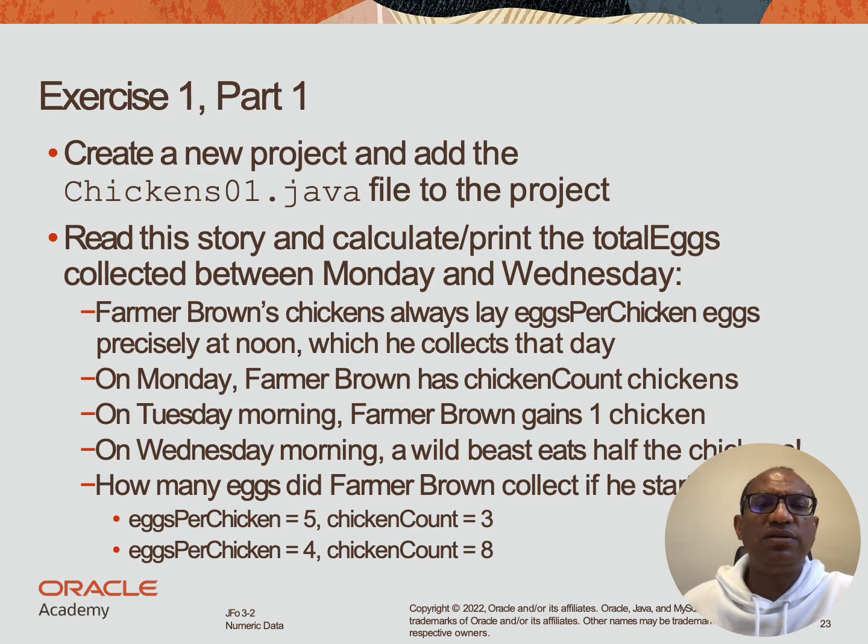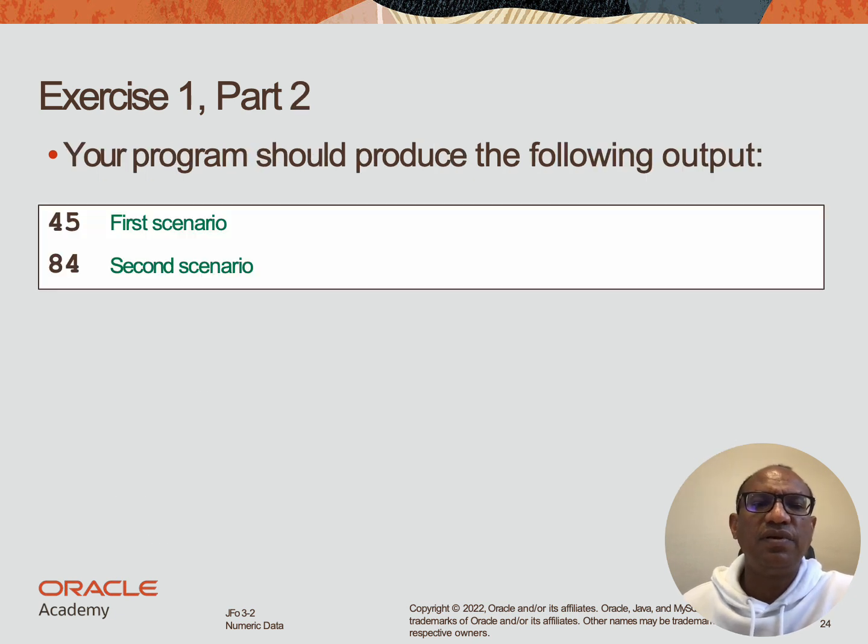In exercise 1, you will simulate egg collection using integer variables and changing values based on the story events. The goal is to output the correct number of eggs collected in 2 different scenarios. Try it out and compare your results.